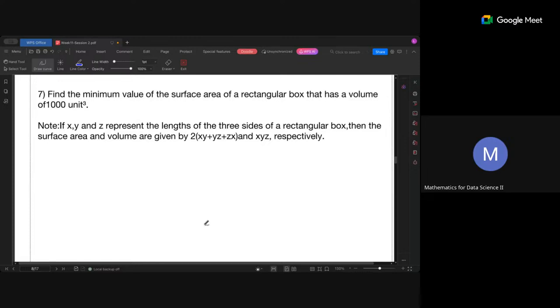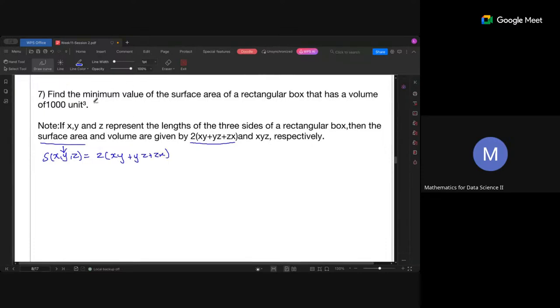So what is the function we are considering here? Can you tell me? XYZ. Be careful, you are finding the minimum value for the surface area. So which function represents the surface area? 2xy plus yz plus zx. This is what is representing the surface area. It's already given in the note, right? So let's call the surface area S of X comma Y comma Z. It is given as 2 times of XY plus YZ plus ZX.